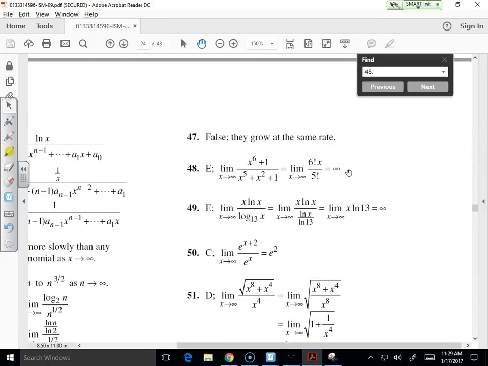50, you can already see is way wrong. It is C, final answer is e squared, which you guys should see after that other one, right? Because e to the x plus 2 is e to the x times e squared, the coefficient is e squared over 1. Is that clear?